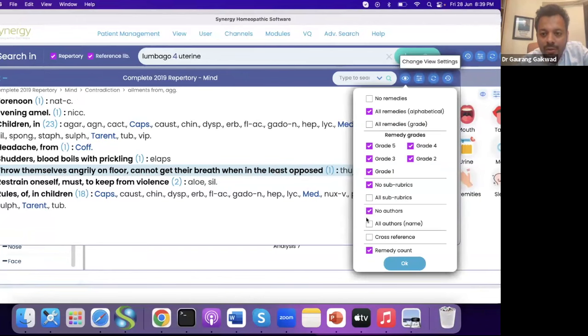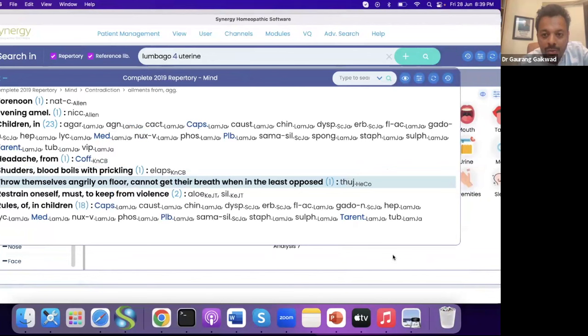And it's very interesting to know who is the author, that means who is the proving. And it is a very, very authentic proving by Constantine Hering. And this is very close. Are you all with me? I hope so. Robin, yes, Robin, you also found the rubric. I can see that.